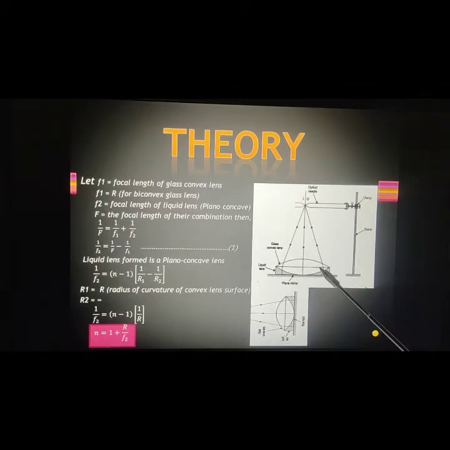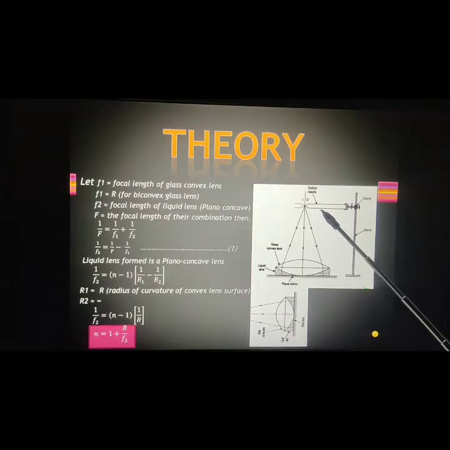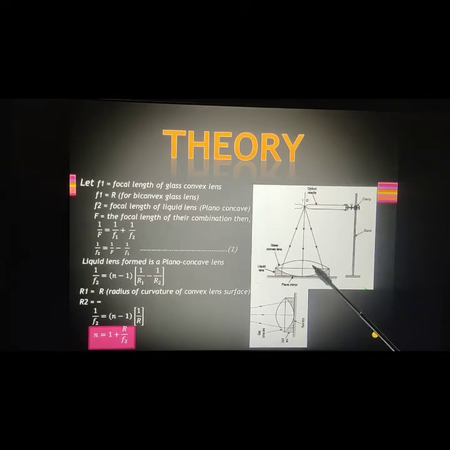So when we are using only the lens and the plane mirror, we find F1. F1 is the focal length of the lens, glass lens. How do we determine F1? We take an object here, this is the needle, and we need to adjust the distance of this object from the lens till we get an image coinciding with the object.